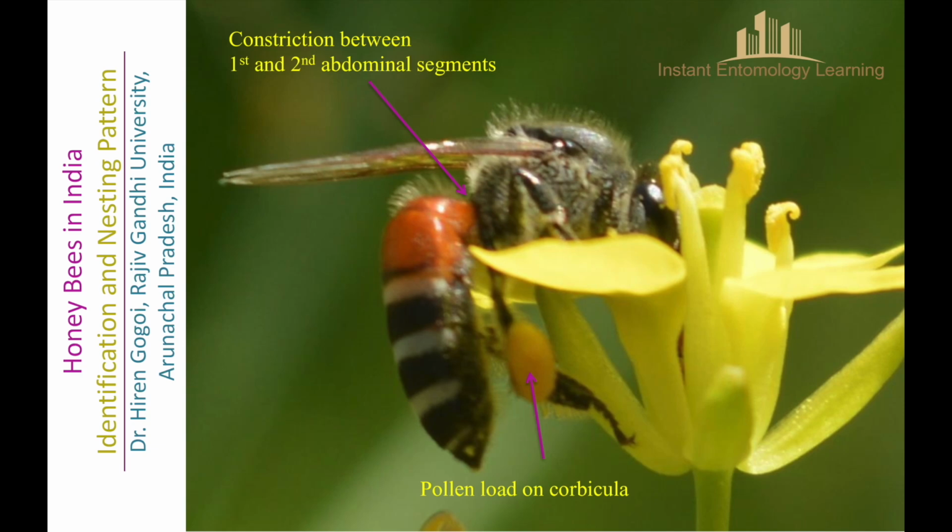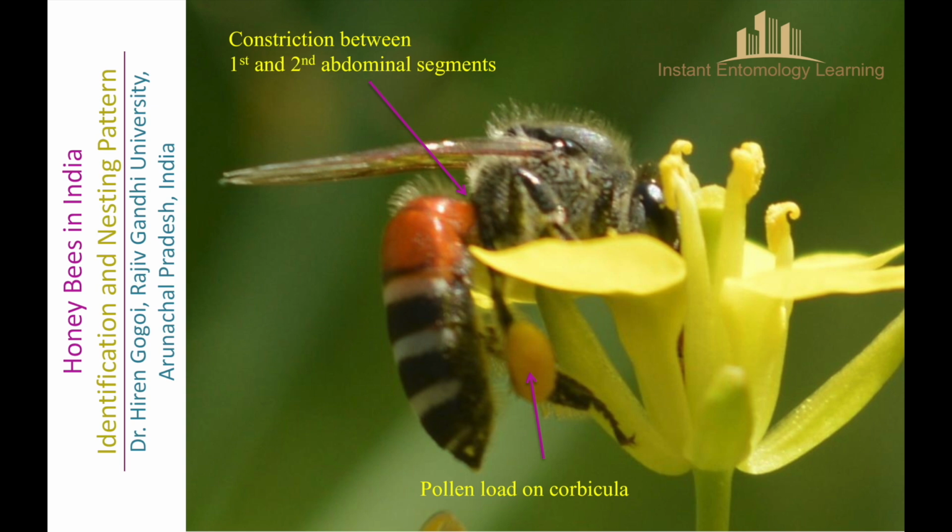Beginner's Guide to Identify Honeybees in India. What are honeybees? Honeybees are hymenopteran insects that produce and store honey. However, in addition to honeybees, some other insects also produce honey. Out of these, the stingless bees are the notable ones.